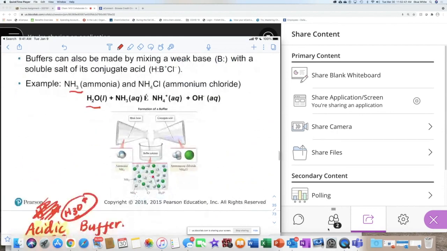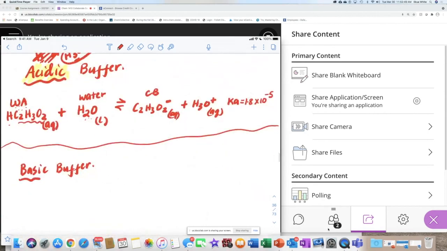I'll start with ammonia. So for the basic buffer, with the operative word being basic, I'm starting with my weak base. My weak base here is ammonia, aqueous, kind of like I had up here, right? Plus my water, also liquid. Equilibrium arrow.